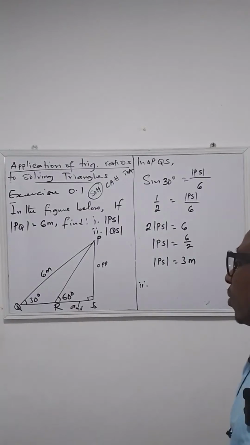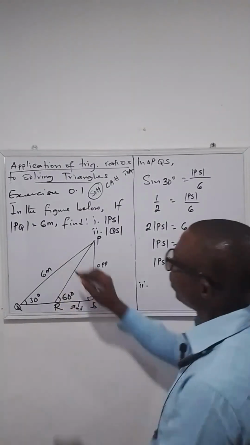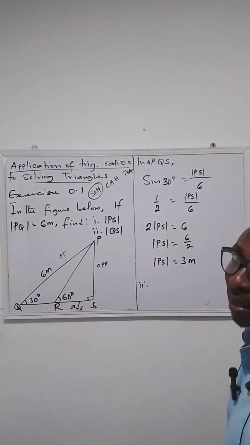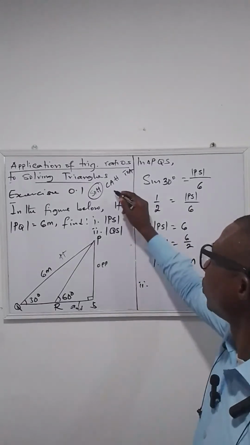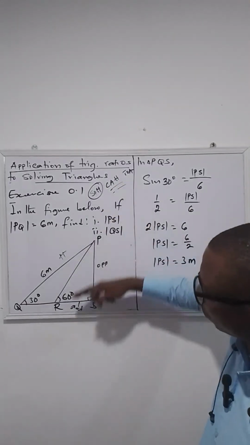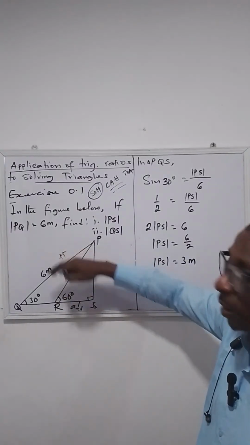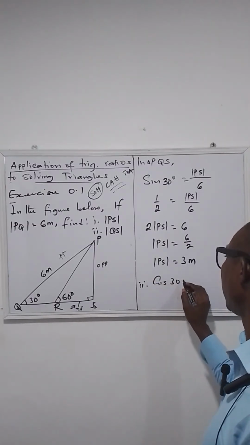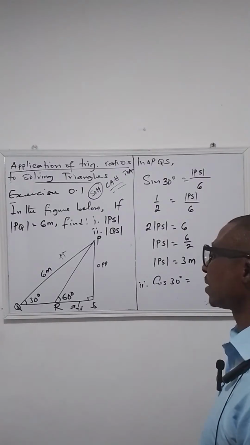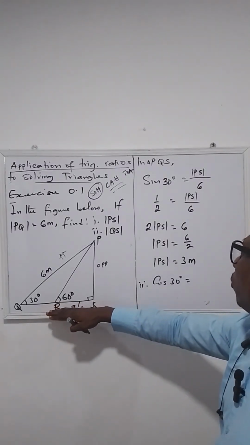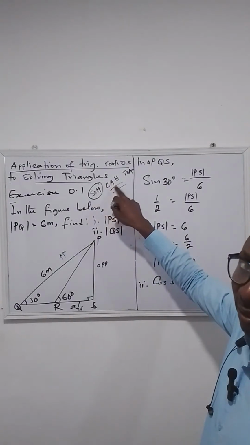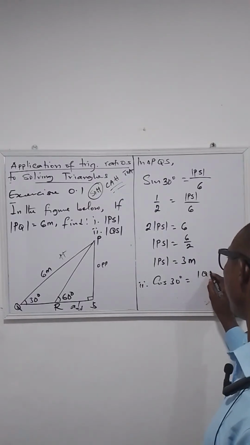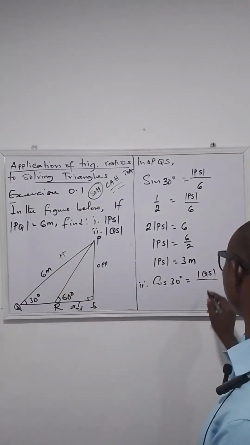So now let's look at it. So we are looking at adjacent and hypotenuse. What will that one give us? That is cos. So you can see adjacent and hypotenuse. So we'll be considering this and this. Okay, now let's do that. So we have cos 30 degrees equals adjacent over hypotenuse. So the adjacent is what I'm looking for, which is my QS, over hypotenuse, which is 6.